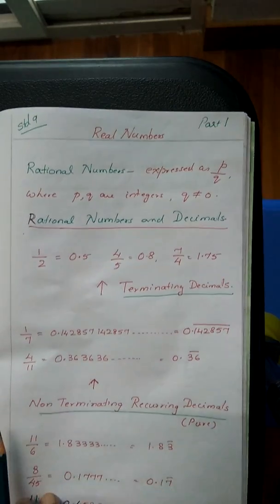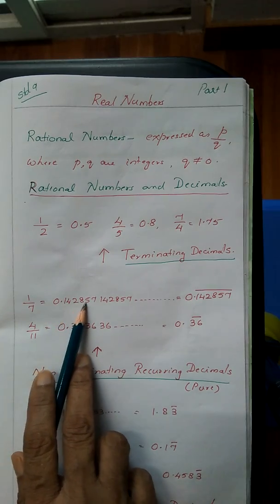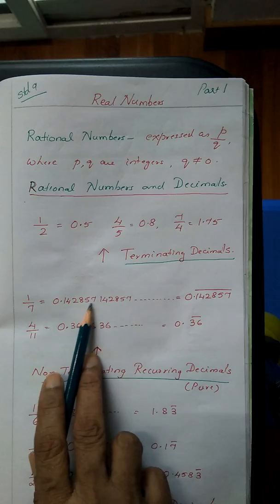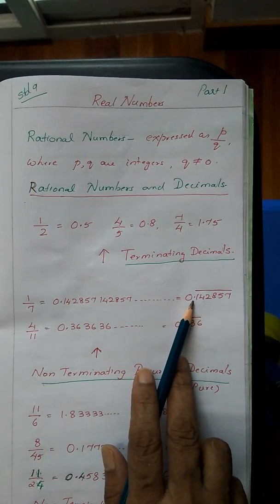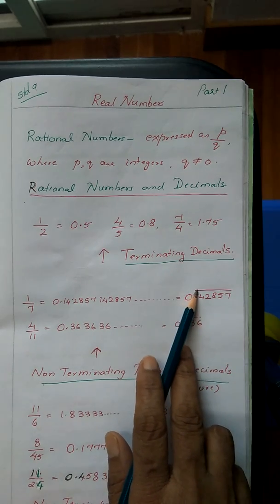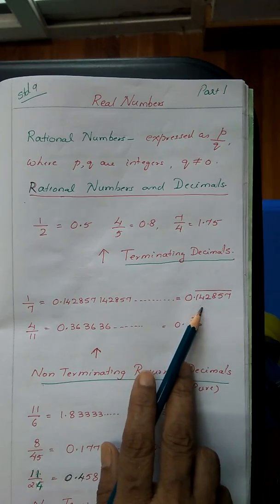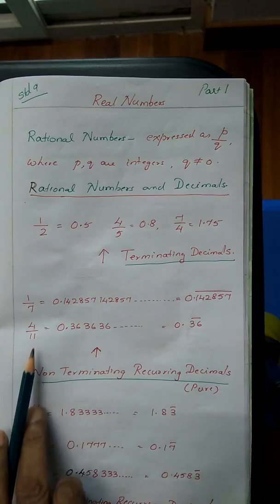And consider the number 1 by 7. You see, it keeps on repeating, it does not terminate. The digits 1, 4, 2, 8, 5, 7 get repeated over and over again. So you can write this as 0.142857, and on top of that you put a bar, which shows that this block of digits gets repeated over and over again.